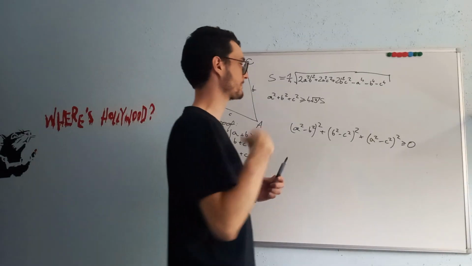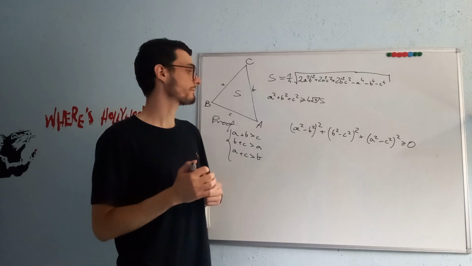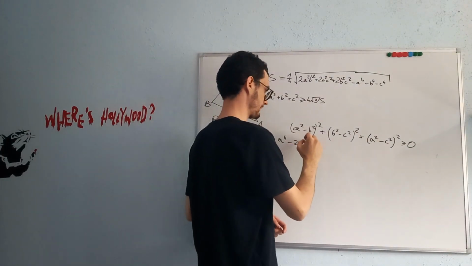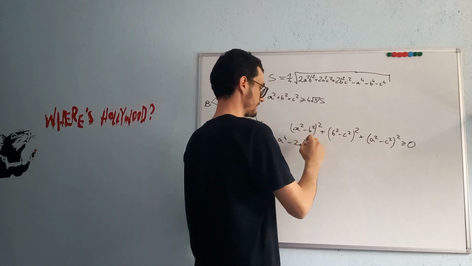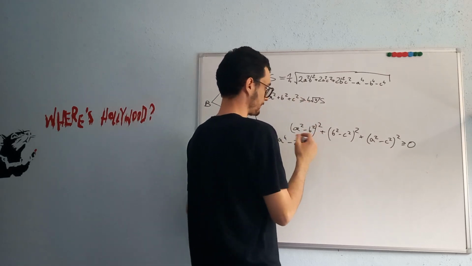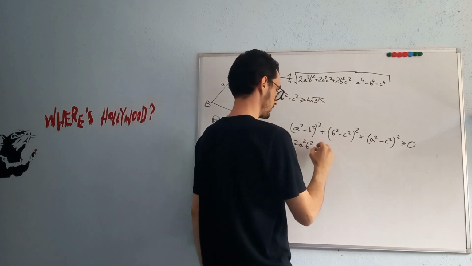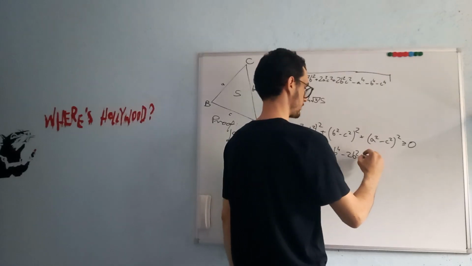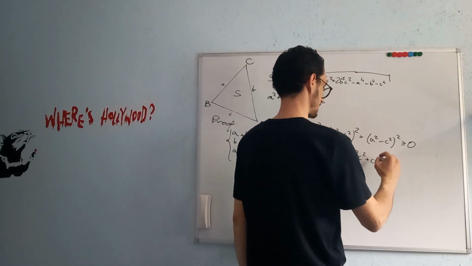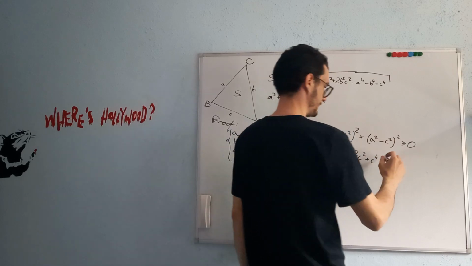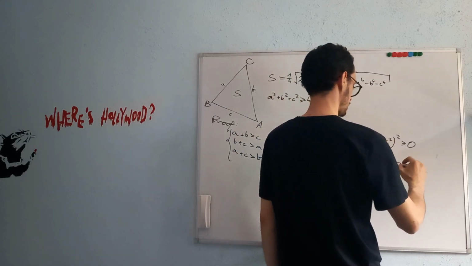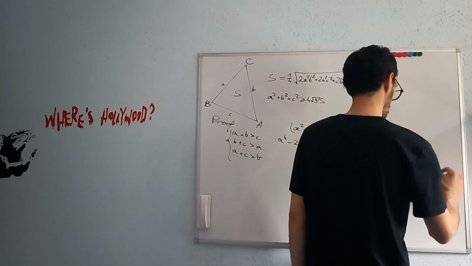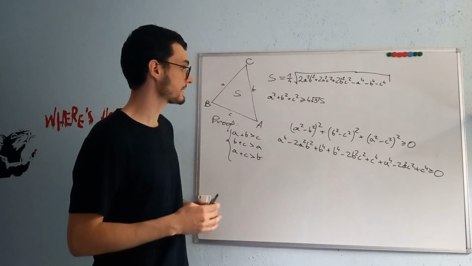Now let's use the formula for the square of a difference. We have a to the power of 4 minus 2 times a squared b squared plus b to the power of 4, plus b to the power of 4 minus 2b squared c squared plus c to the power of 4, plus a to the power of 4 minus 2a squared c squared plus c to the power of 4, is bigger than or equal to 0.